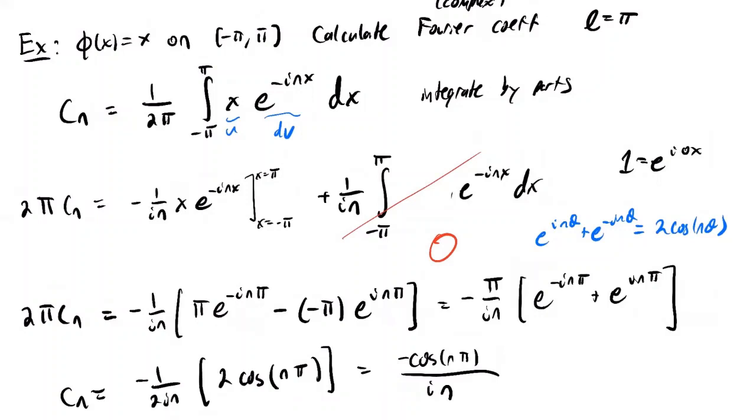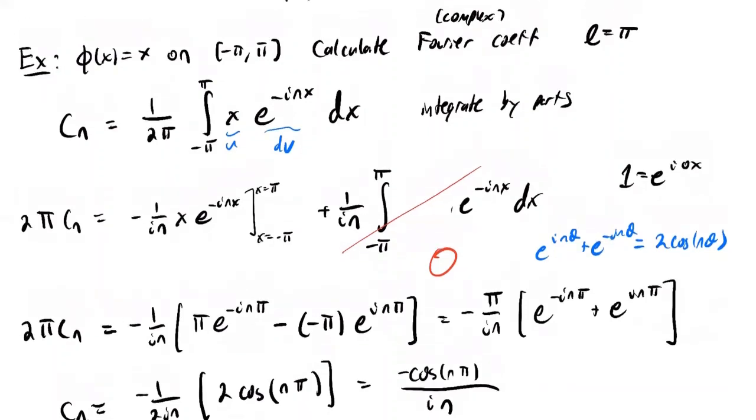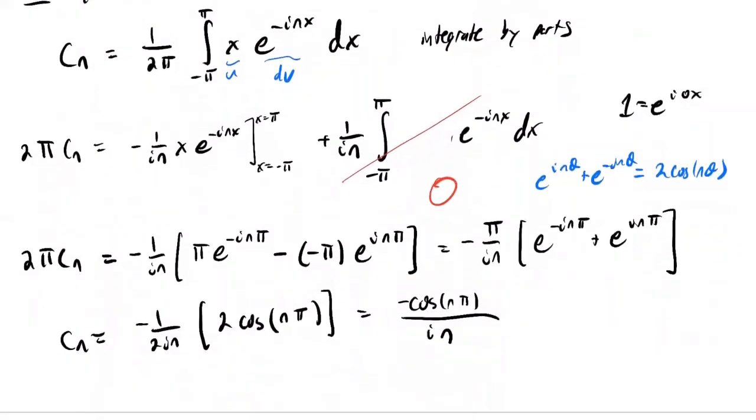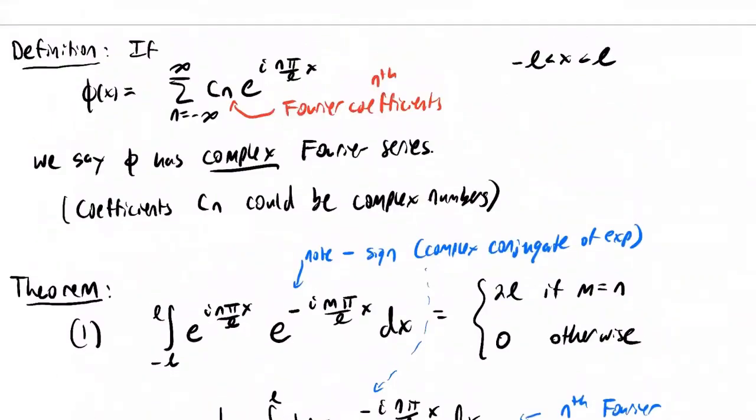Whereas before with sine and cosine Fourier series, we had to do 2 separate calculations to do the sine coefficients and the cosine coefficients. So this does simplify things a little bit. Okay, and so now, right, this is an introduction to complex Fourier series.